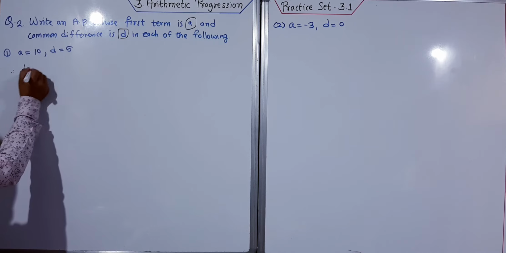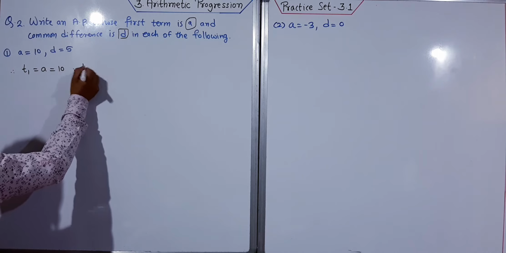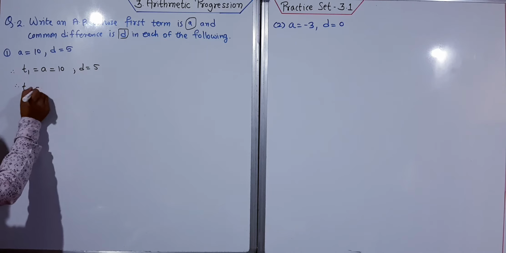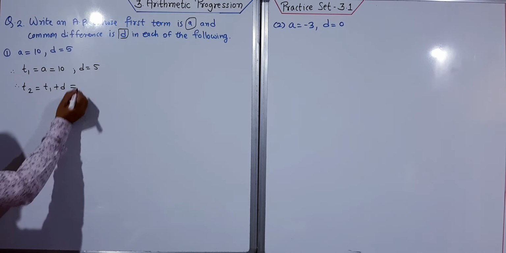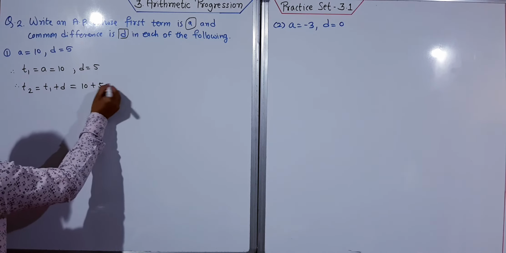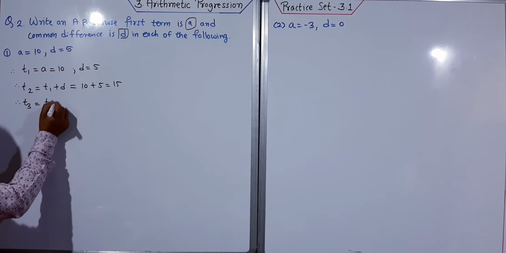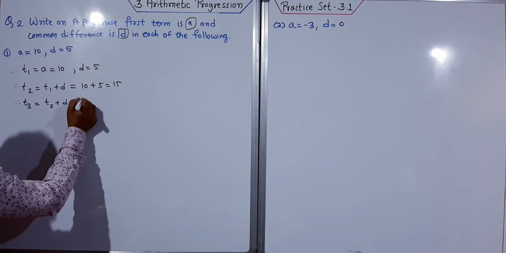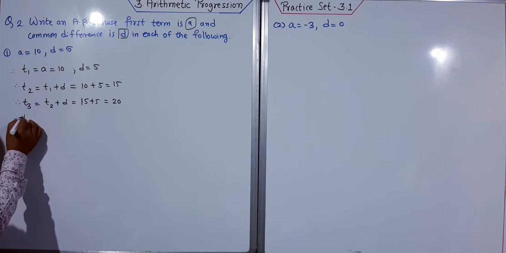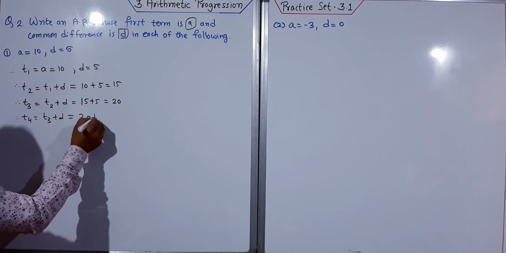Therefore T1 is equal to A is equal to 10, and D is given 5. First term is 10. Therefore T2 is T1 plus D, हम लोग को T1 में D ऐड कर दी जाना है. So T1 is 10 and this 5, so I'll get 15. Therefore T3 is equal to T2 plus D, this is the formula actually. So 15 plus 5 is 20, and therefore T4 is equal to T3 plus D. It is 20 plus 5, it is 25.